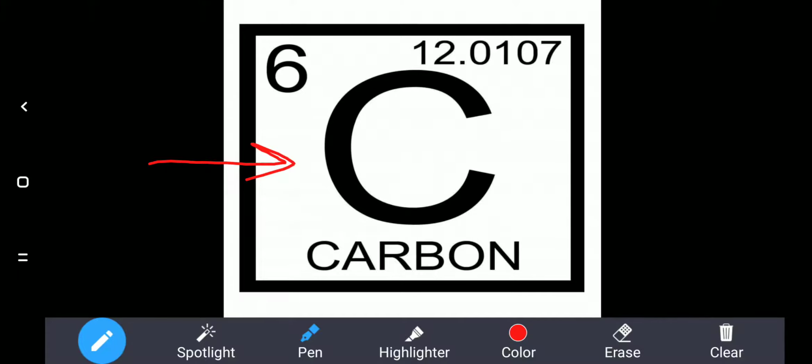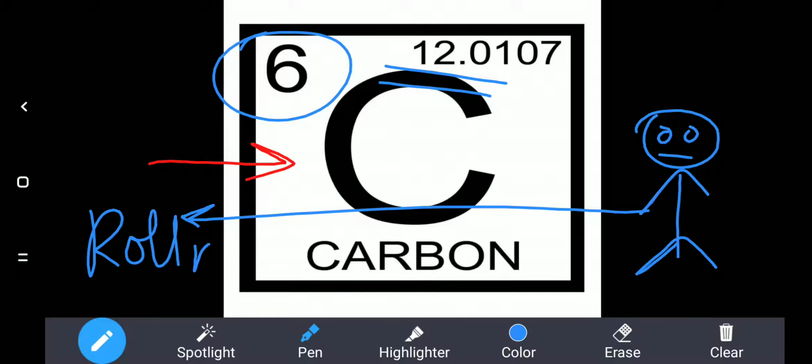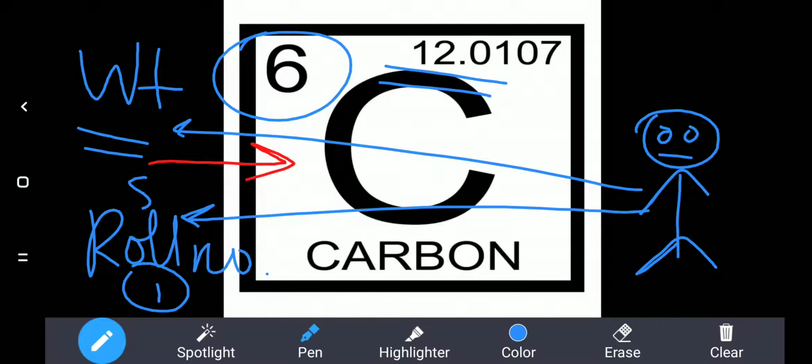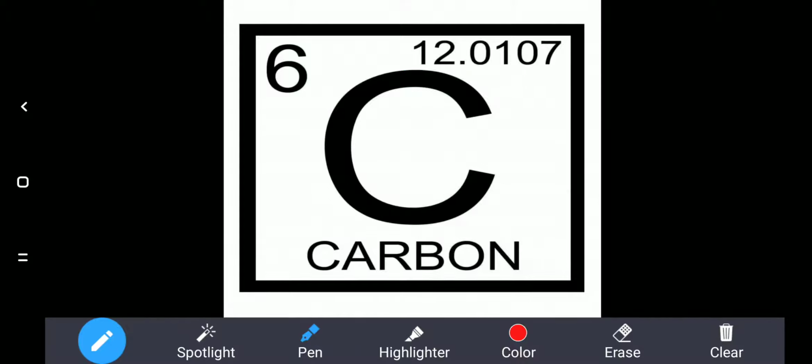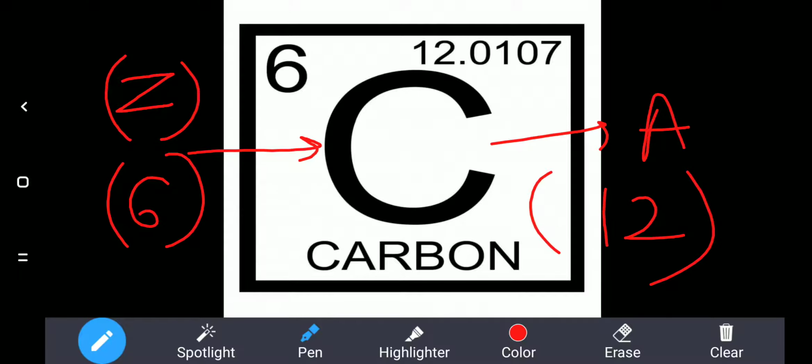Now carbon has two important numbers we need to discuss: 6 and 12. What are these numbers? Consider a person in a class. This person is going to have a roll number and a particular weight. For example, roll number 1 has a weight of 50 kgs. The same is the case with carbon. Carbon has an atomic number, represented by Z, which is 6, and a mass number, denoted by A, which is 12. Atomic number is like the roll number the student has, and mass number is like the weight, as in the example.